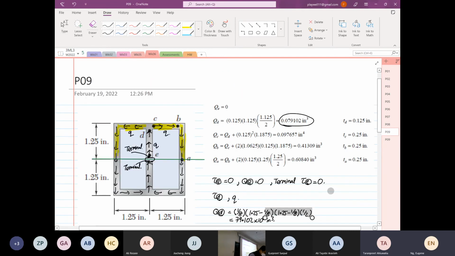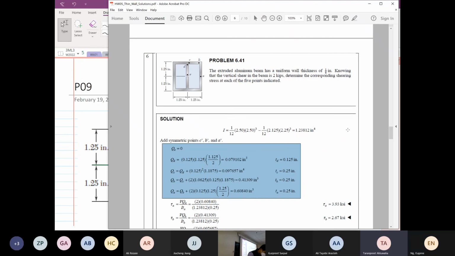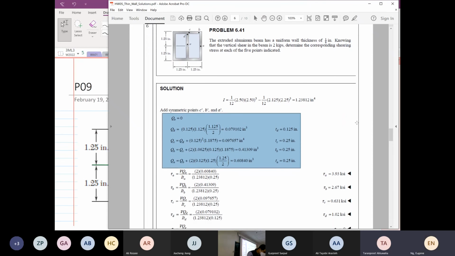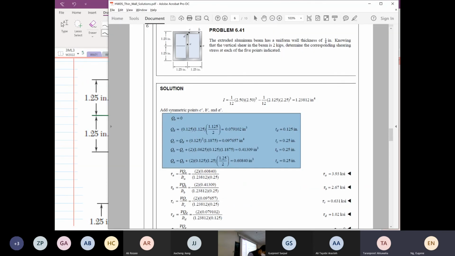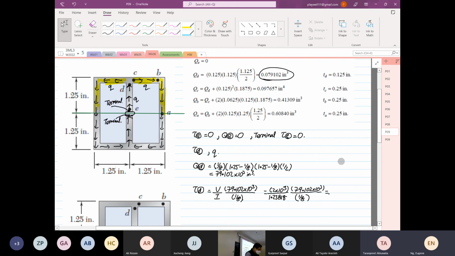So what is the V value? Did they give the V value? Wait, let me check. Knowing that the maximum, I don't know what the V value is. Oh, the V value is 2 times 10 to the power 3, and I did not find I_YY. So 2 times 10 to the power 3, divided by I, which is 1.23812. 1.23812 multiplied by 79.102 times 10 to the power 3, divided by 1/8.